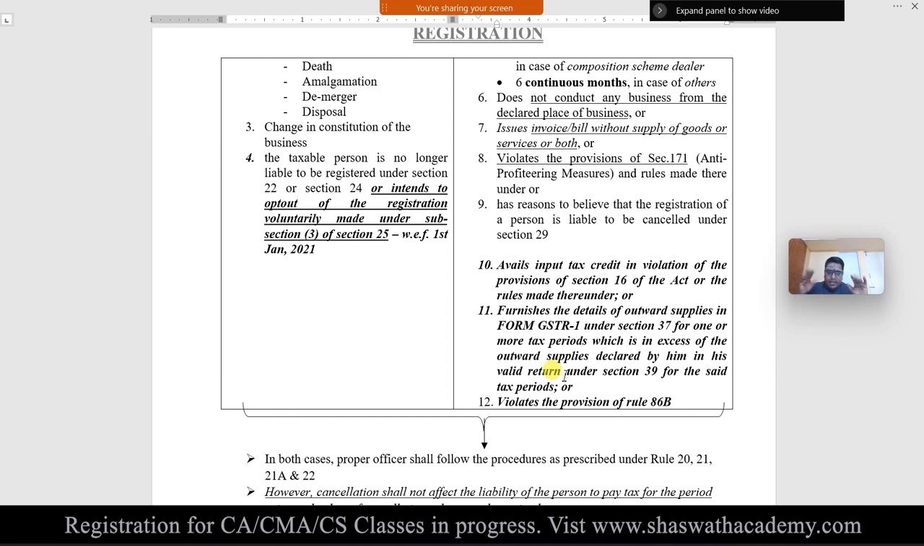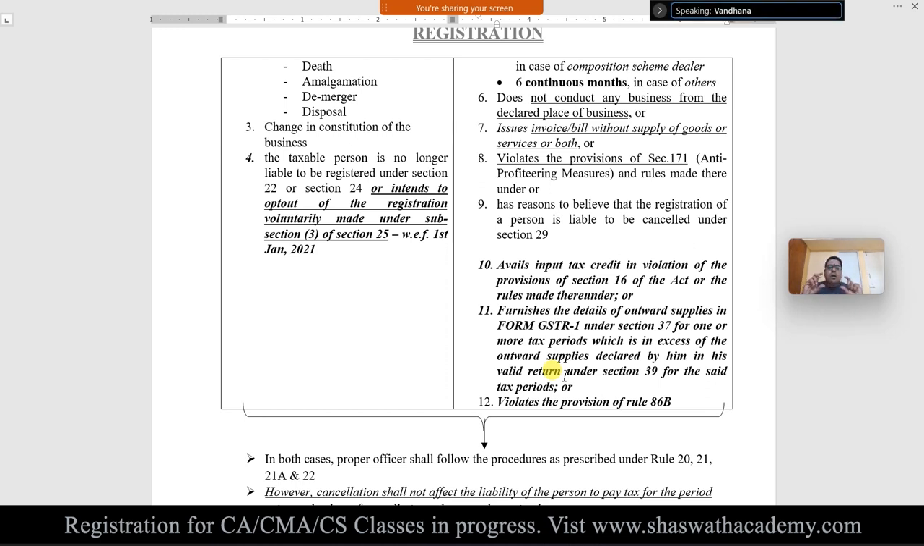There is no change. The registered person makes an application, the proper officer will verify. First he will suspend, and then he will take up inquiry, and then if he is satisfied, he will grant the cancellation of registration. And if the registered person voluntarily applied for cancellation of registration, no revocation is allowed. Whereas if the proper officer cancels a registration for non-compliance out of any of the 12 grounds, and the reason being non-payment of tax and non-filing of return, you can go for a revocation of cancellation. Guys, are you with me?